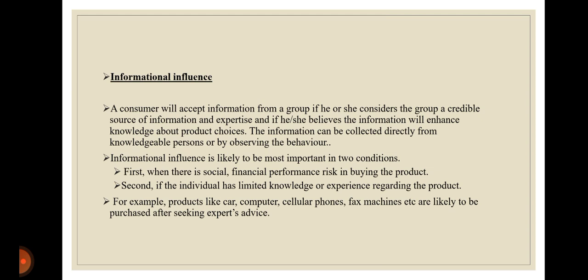Informational influence is most likely to occur in two conditions. That is, first, why do we seek information? First one is when there is social, financial, or performance risk in buying the product. Second one is if the individual has limited knowledge or experience regarding the product. For example, products like cars, computers, cellular phones, fax machines, etc. are likely to be purchased after seeking experts' advice. This is informational influence.